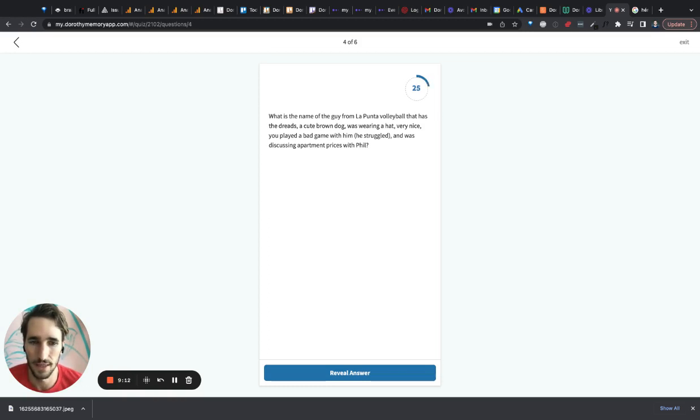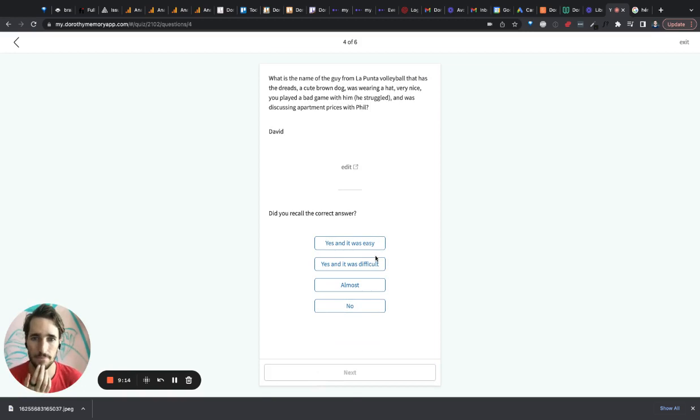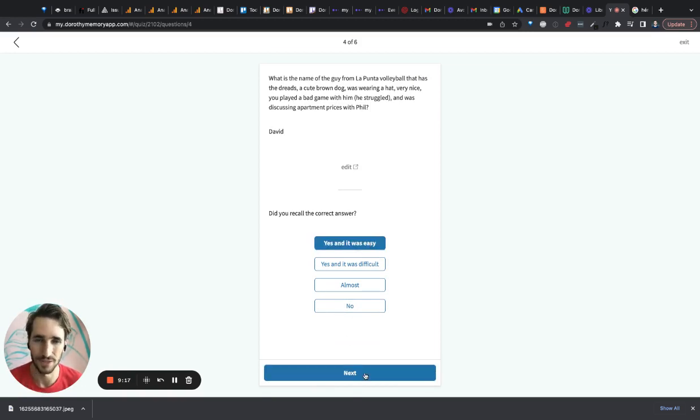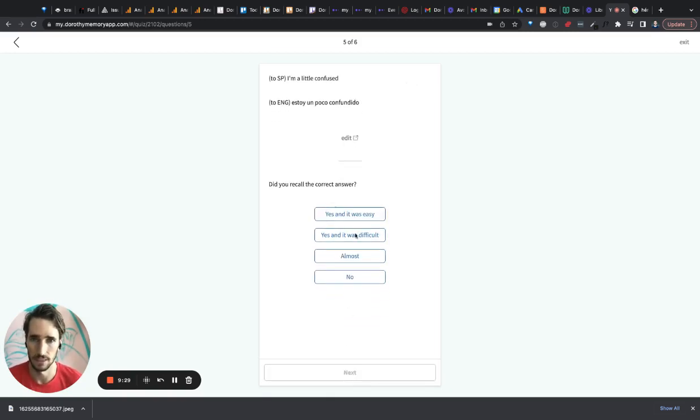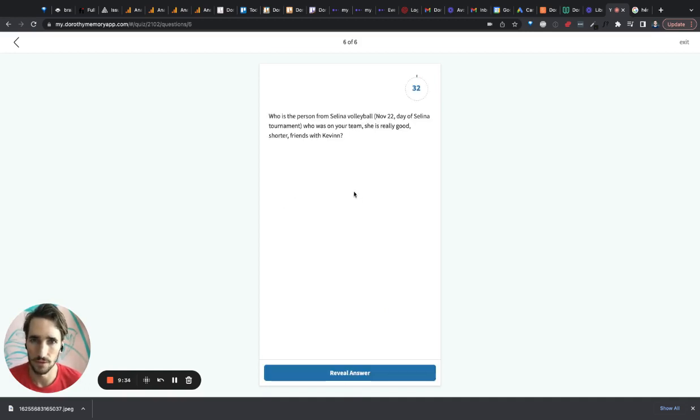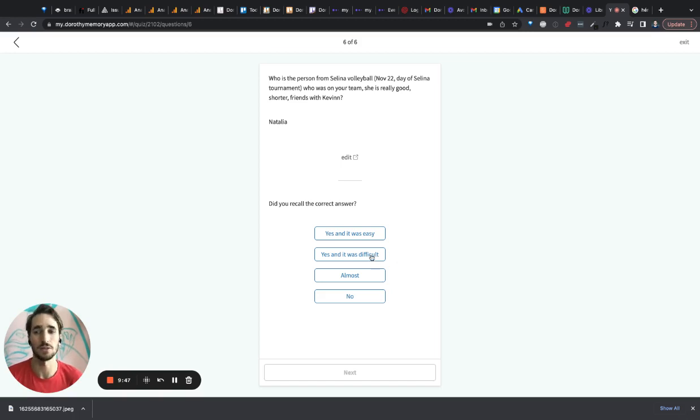And put a date on this one. That's David. Another easy one. I don't think I struggled there to recall that one. I just added this one recently, so it's pretty clear in my mind. Estoy un poco confundido. Yeah, it was easy. And then the last one. I think it's Natalia. Yes. Okay, so this one was a little more difficult for me.